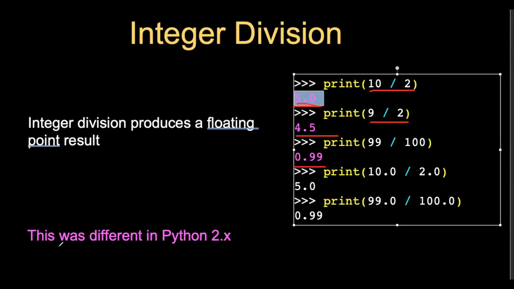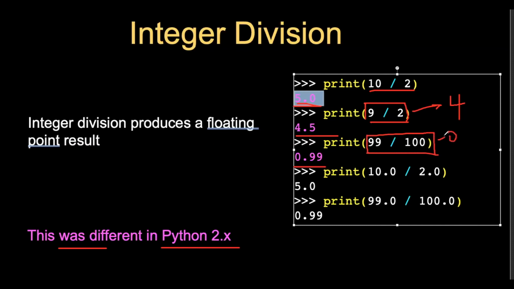Now, this was different in Python 2, believe it or not. What happens in Python 2.x is similar to what you see in C++, where if you do 10 divided by 2, you get integer results. If you do 9 divided by 2, what do you get in Python 2.x? What do you think? You actually get 4, okay? And if this happens in Python 2.x, you're going to get 0.